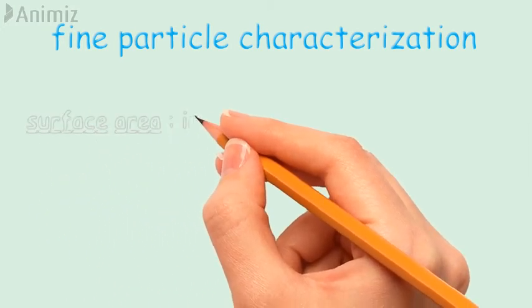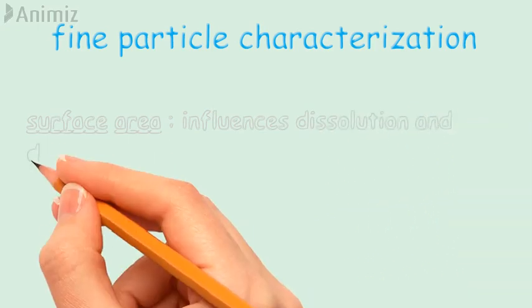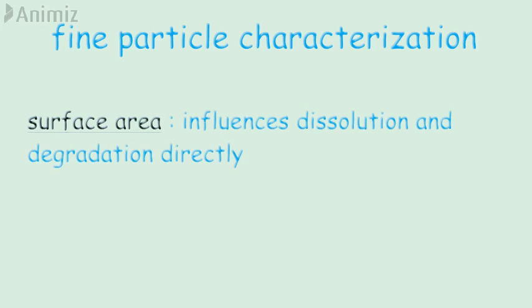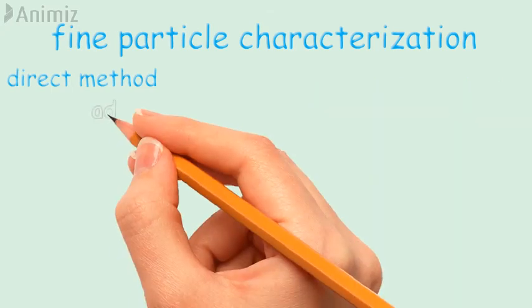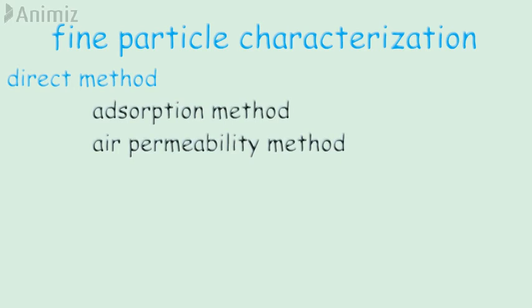Now we can move on to another property, surface area, which is more directly related to processes like dissolution and degradation than particle size. Surface area can be estimated using appropriate geometric equations and through direct measurements. Direct methods involve the adsorption method and air permeability method. Direct methods are used to measure specific surface area of porous materials.